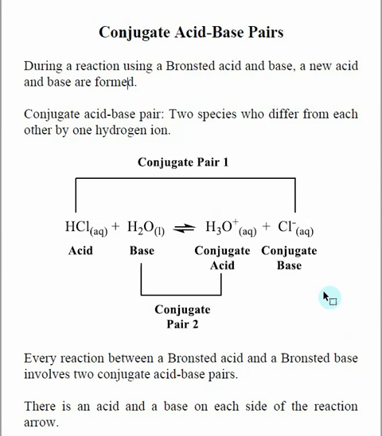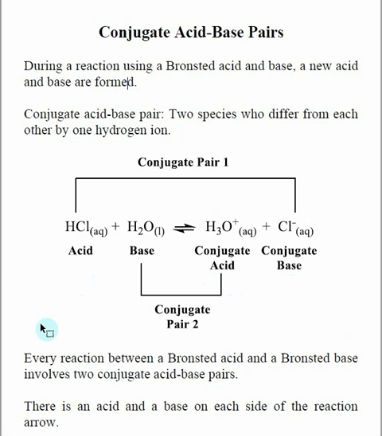When we're looking at a Bronsted-Lowry acid-base reaction, we need to consider the fact that on the other side of the arrow, a new acid and a new base are created. So when we look at this equilibrium, we need to realize that there's an acid on both sides and a base on both sides. And because the reaction's in equilibrium, we need to consider all of them. All of them are involved in the equilibrium.